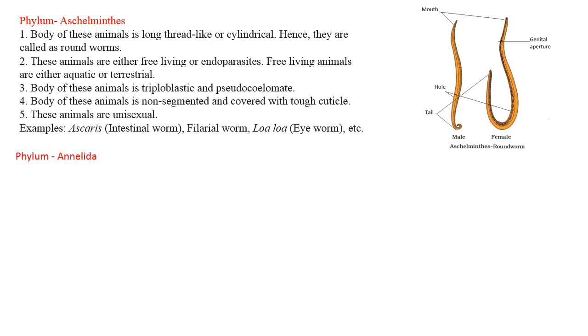The next phylum is phylum Annelida. The body of this animal is long, cylindrical, and metamerically segmented. Metamerically segmented means there are small segments of the body joined to each other. In Aschelminthes also the body is cylindrical, but it's not segmented. It is continuous; there is no segment, no parts are shown.